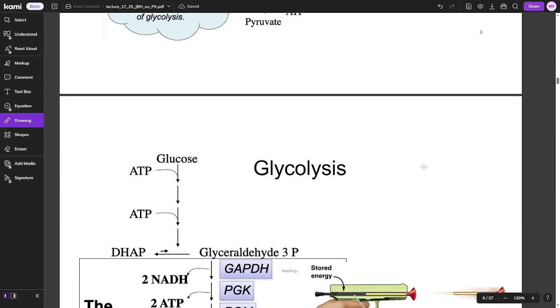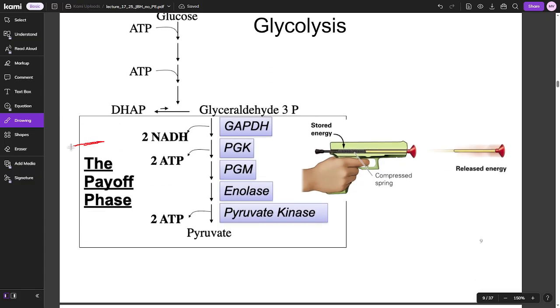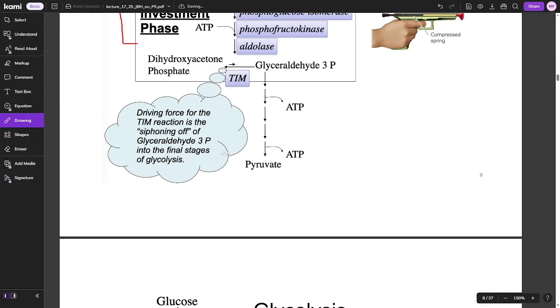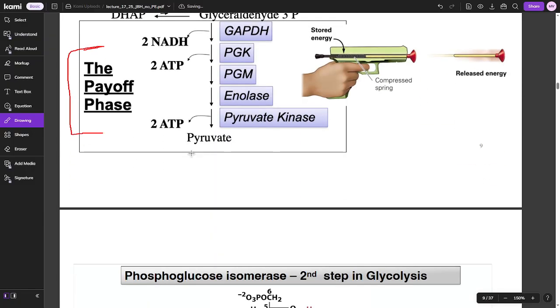We refer to the investment phase and the payoff phase. In the investment phase, we are investing some ATP, in the first 4 or 5 steps of glycolysis. The payoff phase is the back end stage here. We're investing 2 ATP, and in the payoff phase the main thing is we're getting pyruvate, of course, and we're getting 4 ATP. So we get a net 2 ATP.